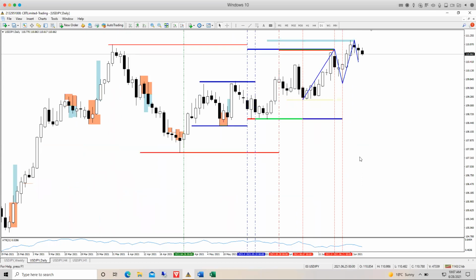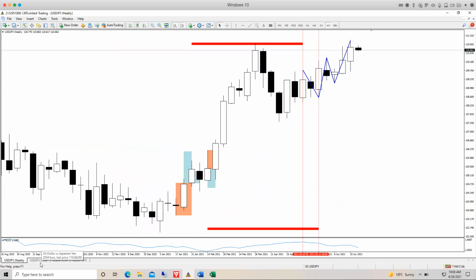Right, so moving on to dollar yen, here we have seen the test of that resistance level on weekly last week again. You can see how it came up to that resistance level. What's going to happen here? Well, unfortunately, it didn't give us a breakout last week.